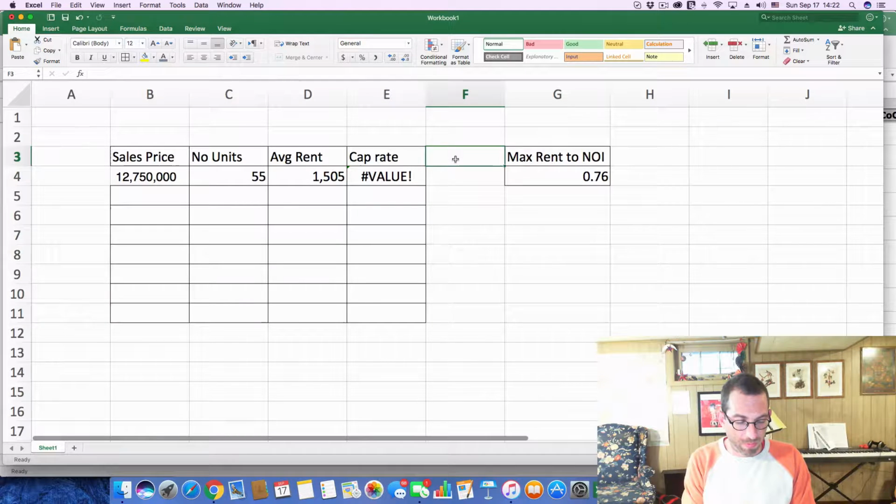Let's try and do that manually then, shall we? 55 times 1505 equals 82,775. That's their monthly, okay, times 12, forgot to do that, times 76%, divided by 12,750,000.